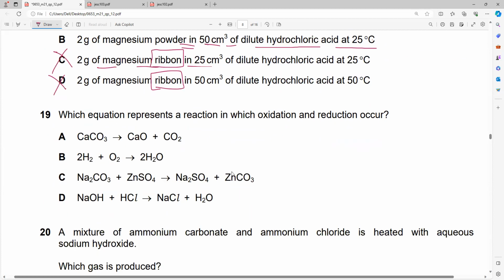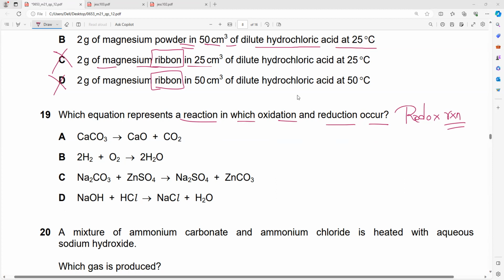Next, which equation represents a reaction in which oxidation and reduction occurs? So it's a redox reaction. Identify fast. Redox reaction, please. In which reaction? You can also give an example. We all know that. In which place does oxidation and reduction take place? Anybody? Option A, B, C, D, please. Oxidation and reduction. Please respond, guys. Oxidation and reduction: exchange of electrons, giving of electrons and taking of electrons.